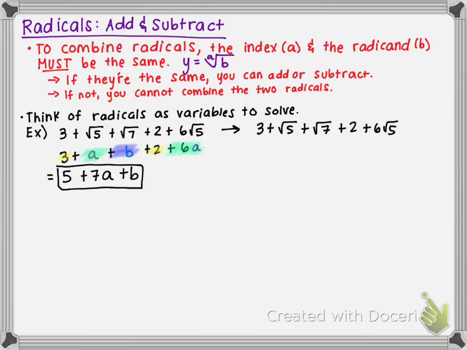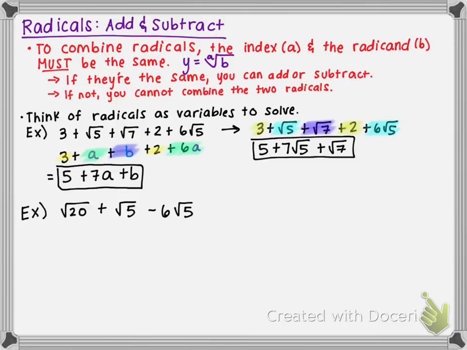Well, in the same way, I can look at this and say, okay, 3 plus 2 is 5. The square root of 5 plus 6 square root of 5, notice here when we add variables, A plus 6A is 7A. It's the same thing. This is like 1 square root of 5 plus 6 square root of 5, which is 7 square root of 5. And then plus the square root of 7, because there's no other radicand that has a square root of 7. And that would be your final answer. So that's how you add and subtract.